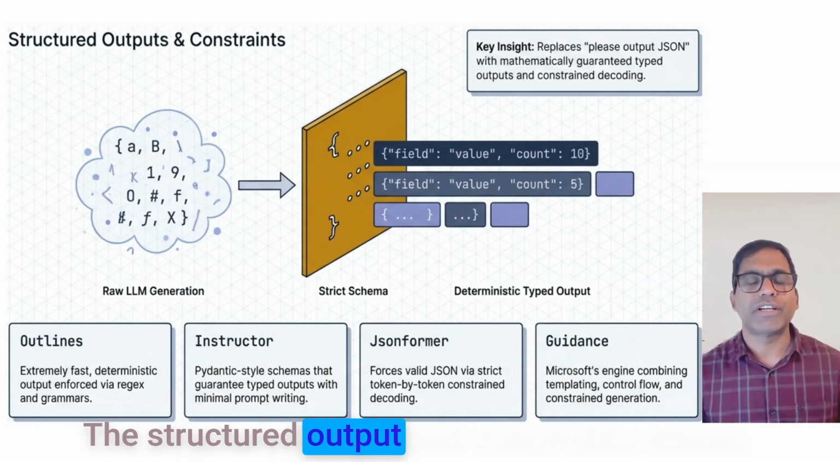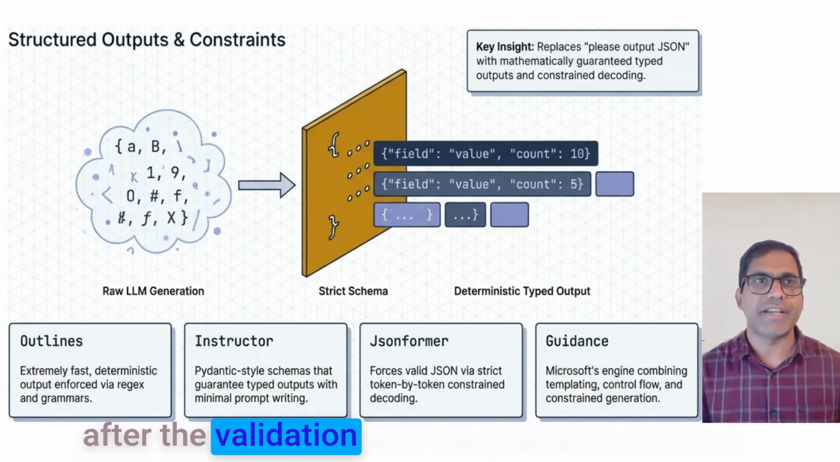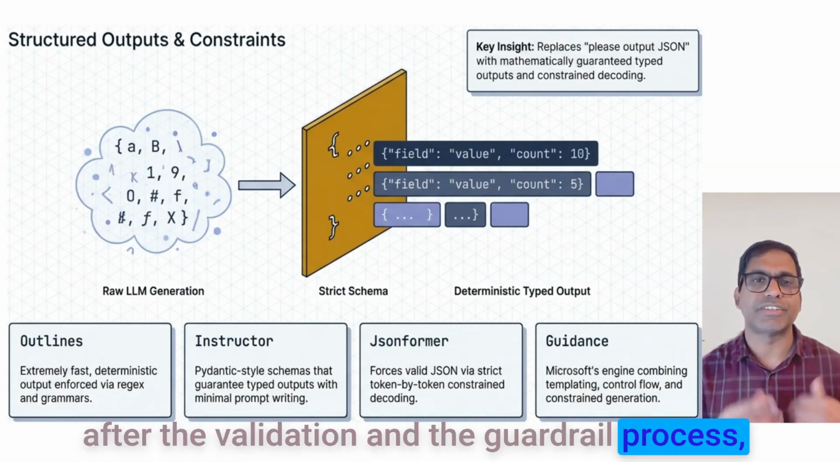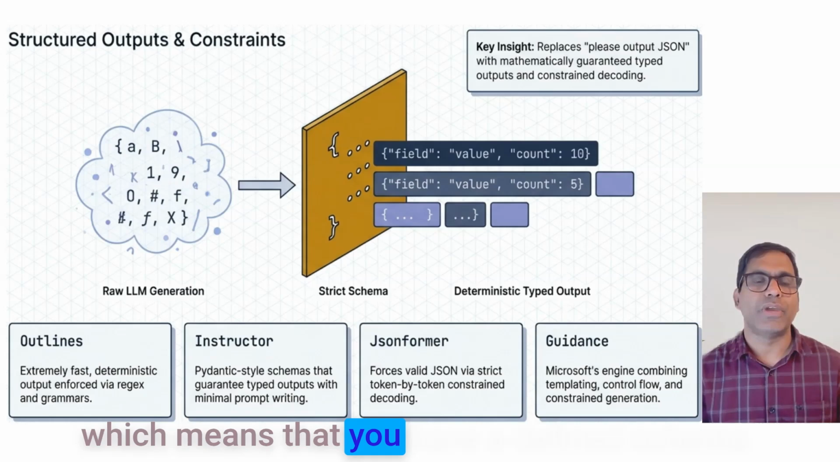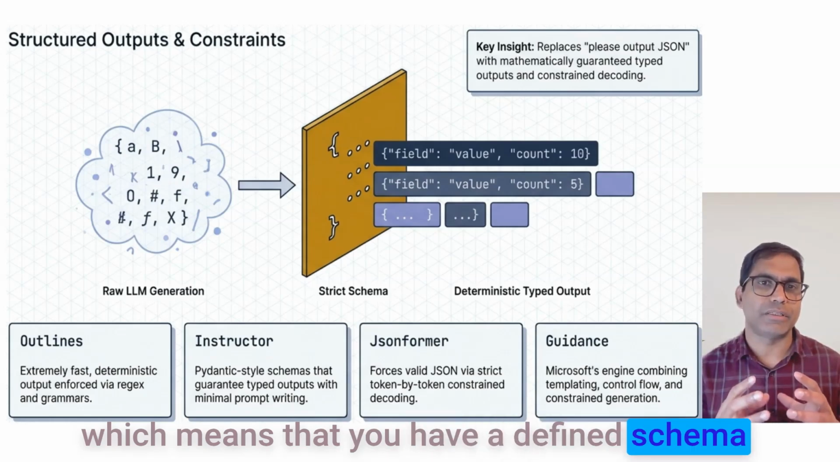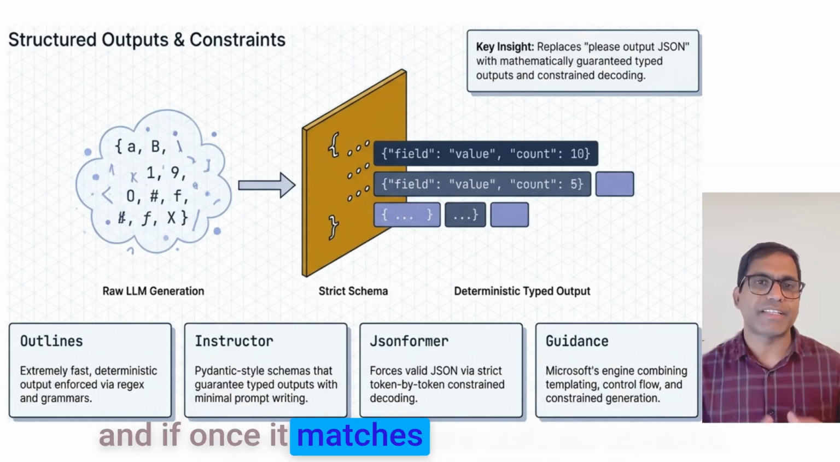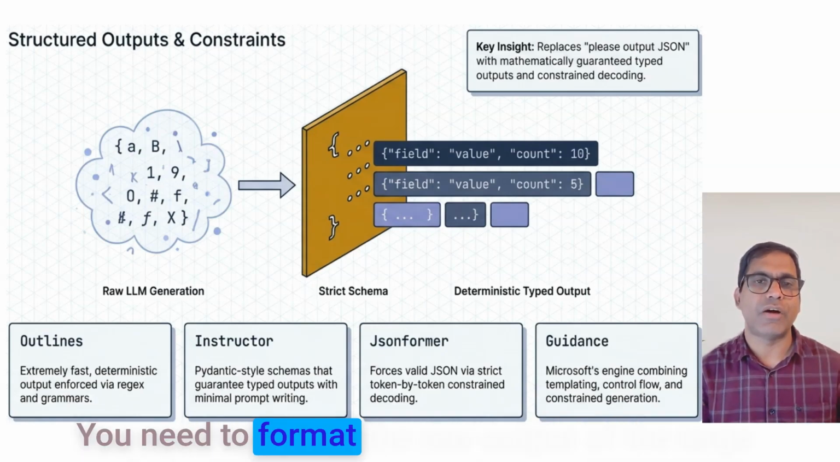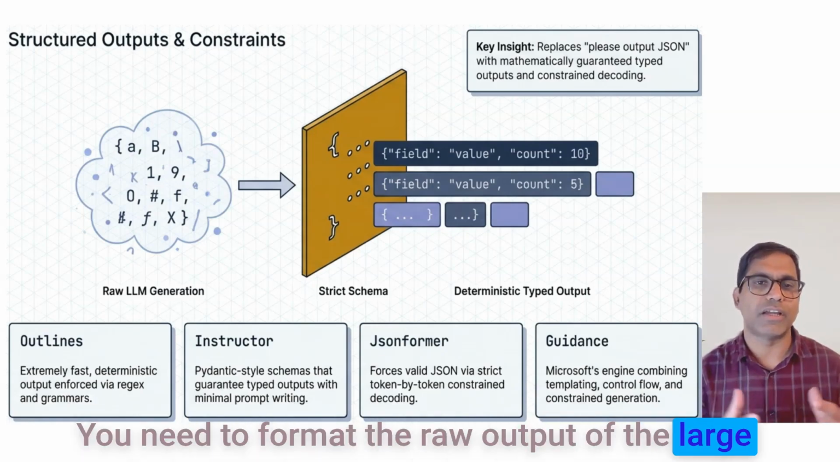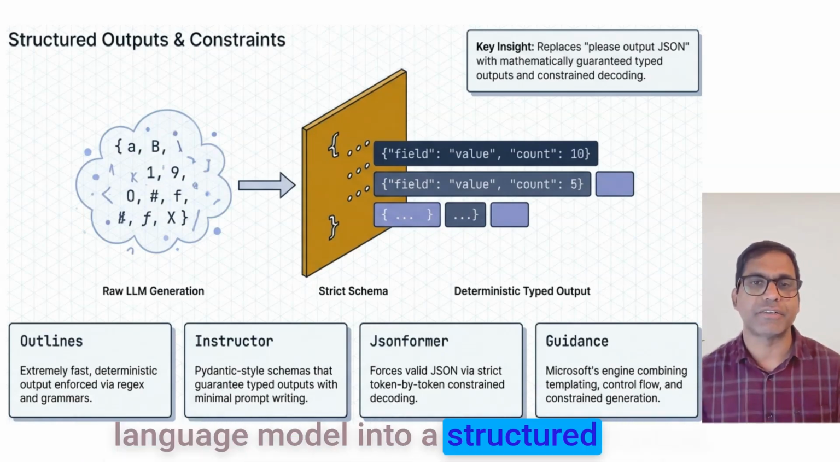The structured output and constraints come after the validation and guardrail process, which means that you have a defined schema against which you would be getting output from the LLM. And once it matches the defined schema, you need to format the raw output of the large language model into a structured format.